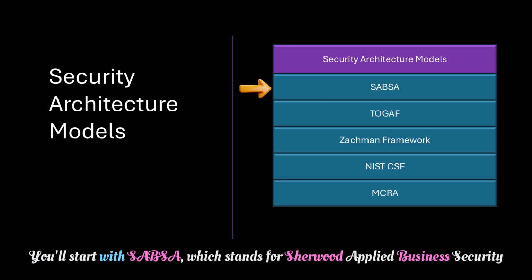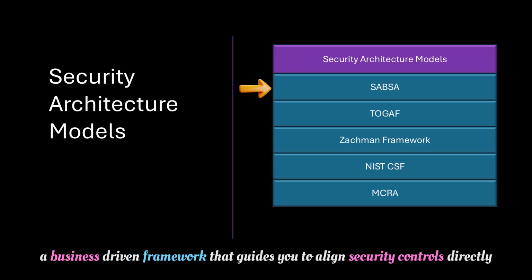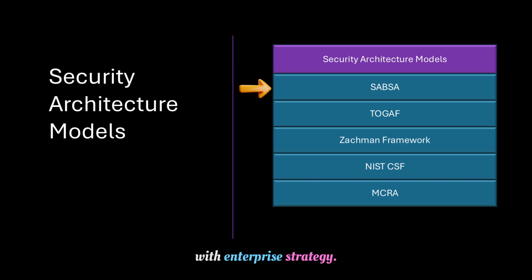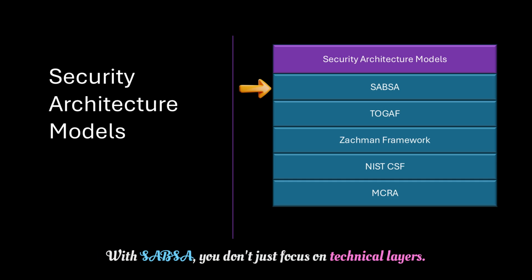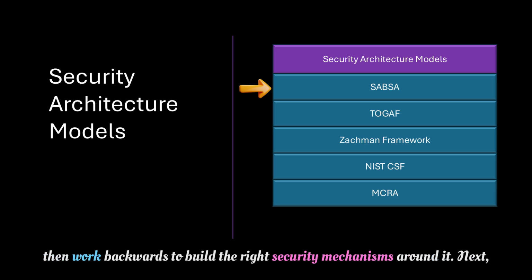You'll start with SABSA, which stands for Sherwood Applied Business Security Architecture, a business-driven framework that guides you to align security controls directly with enterprise strategy. With SABSA, you don't just focus on technical layers. You begin by understanding what the business needs to protect and why, then work backwards to build the right security mechanisms around it.